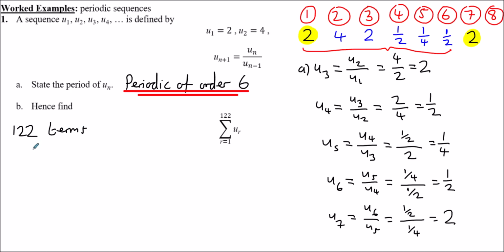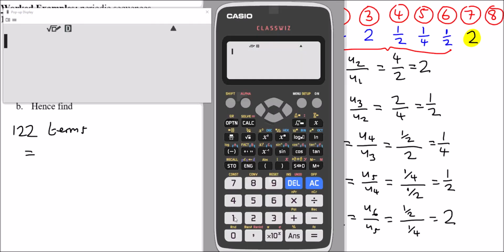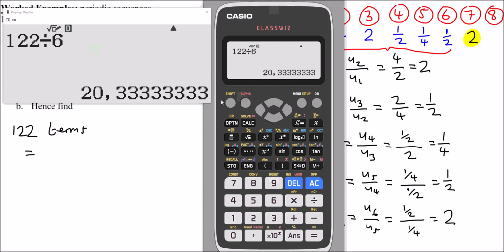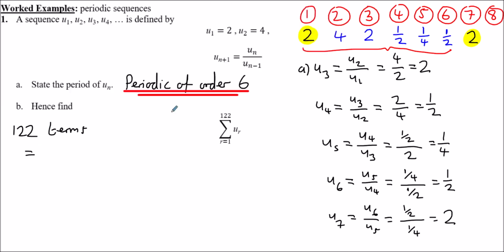Period 6. So that's going to be, how many 6s fit into 122? You can do this on a calculator if you want. So 122 divided by 6. Basically 20 point something, 20 and a bit left over. So I can chunk out this summation, because I've got 20 and a bit, that's going to be 20 lots of the first 6 terms. 20 times 6 is 120, plus an extra 2 terms.